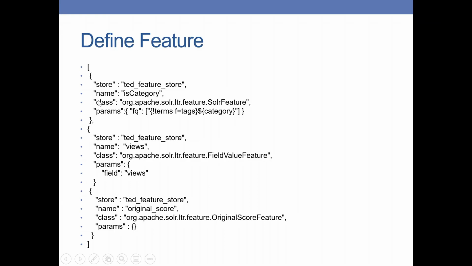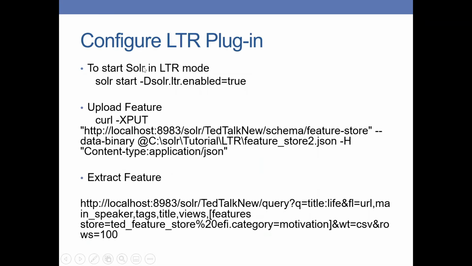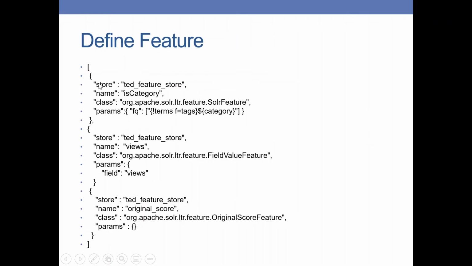This is the snapshot of the JSON feature file which we will be uploading. We uploaded it as part of this curl script. Here, the first thing is the store name. You have to give a unique feature store name, and then you give the feature name and the class you would be using to extract this feature.